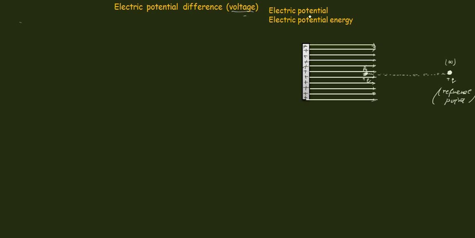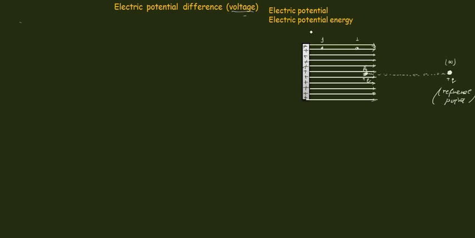So basically, what is electric potential? Electric potential shows the strength of electric field lines at a specific point. Suppose we have a plate of positive charges and the electric field lines are leaving the surface of this charged plate. As we know, the electric field intensity at this point is greater than at this point, let's say point 1 and point 2. Electric field intensity at point 1 is greater than the electric field intensity at point 2.